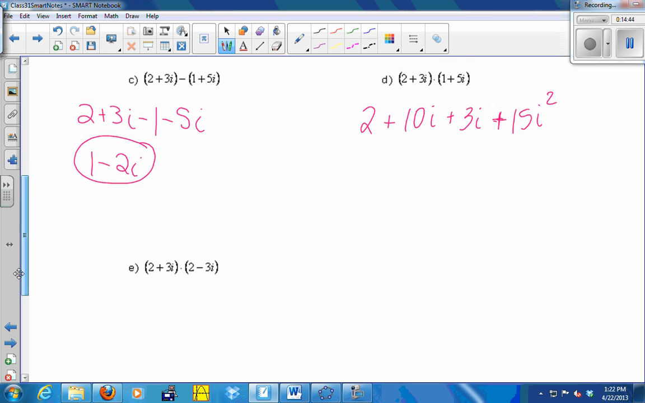So I work on combining like terms here. 10i and 3i is 13i. And i squared is really -1. So this is 15 times -1. So this is 2 minus 15. So I have negative 13 plus 13i.